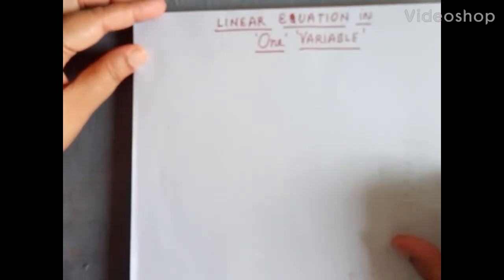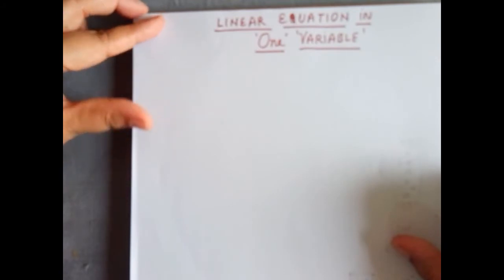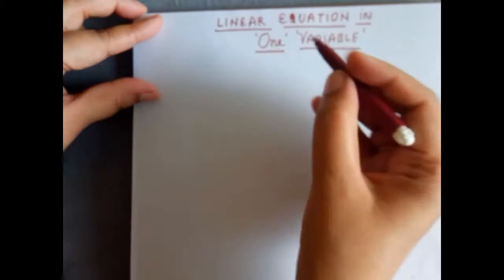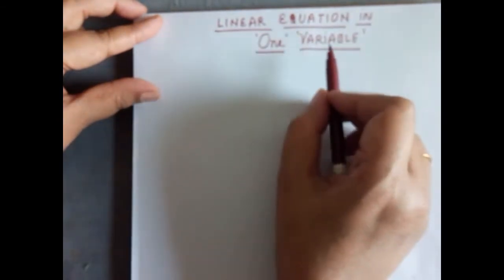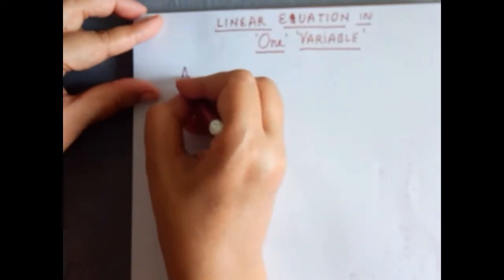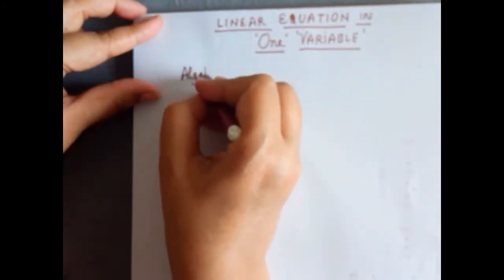Hello everyone. Our today's topic is linear equation in one variable, which is chapter 2 of your NCERT Maths book. Now, linear equation in one variable. Before starting the chapter, I would like to remind you what an algebraic expression is.